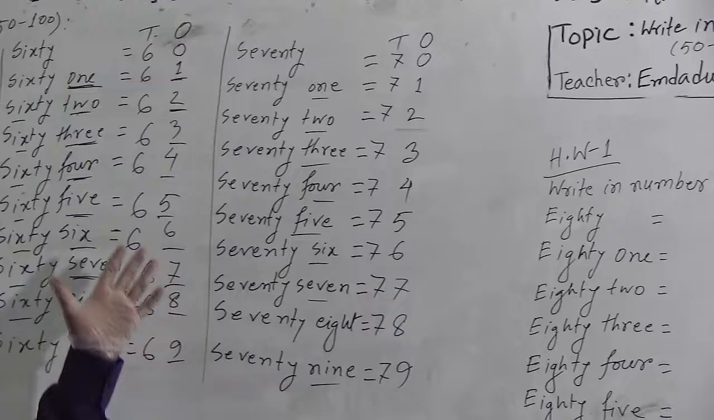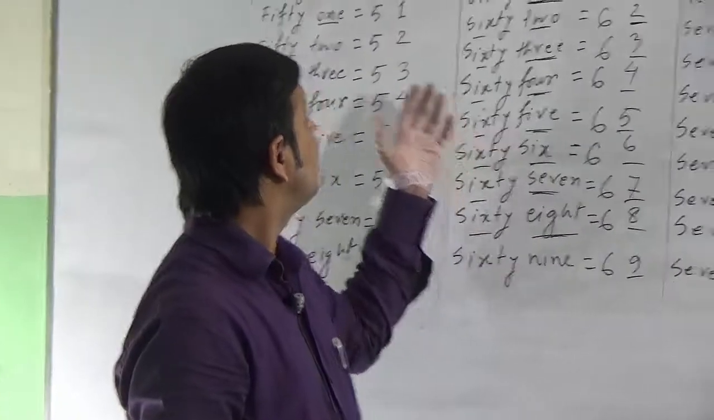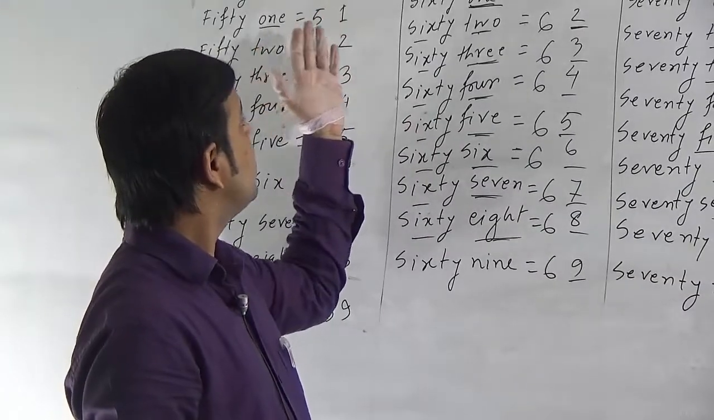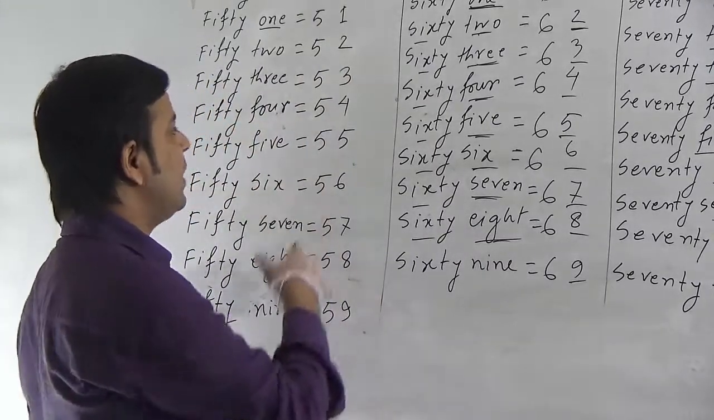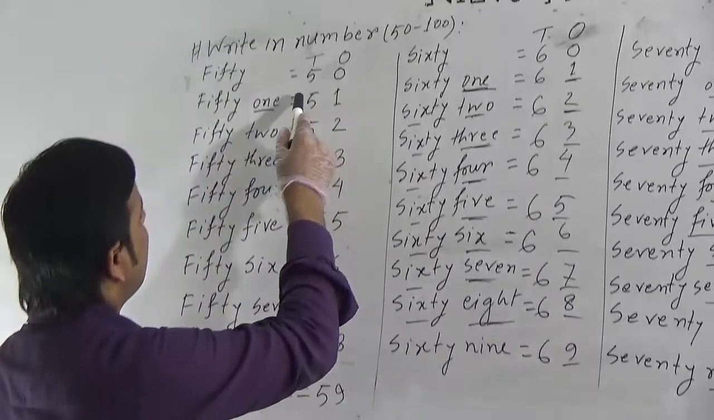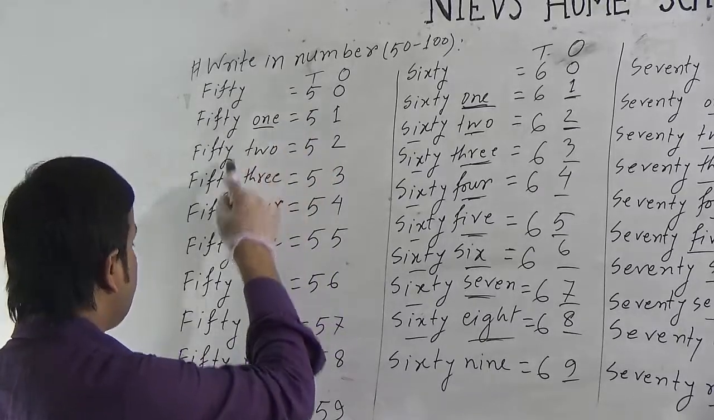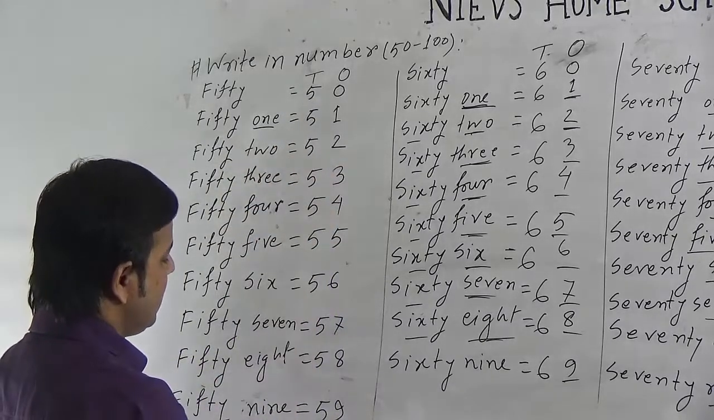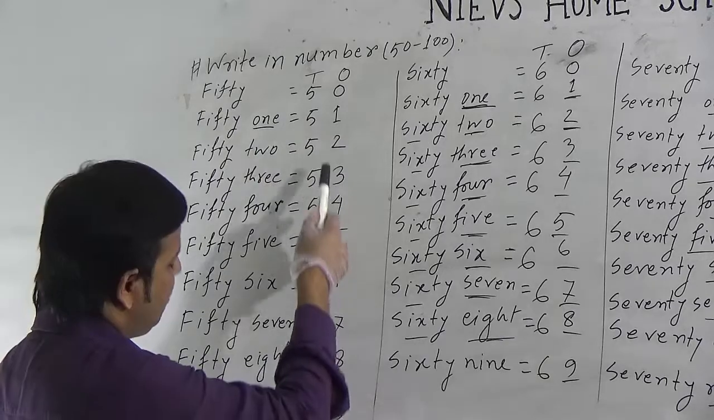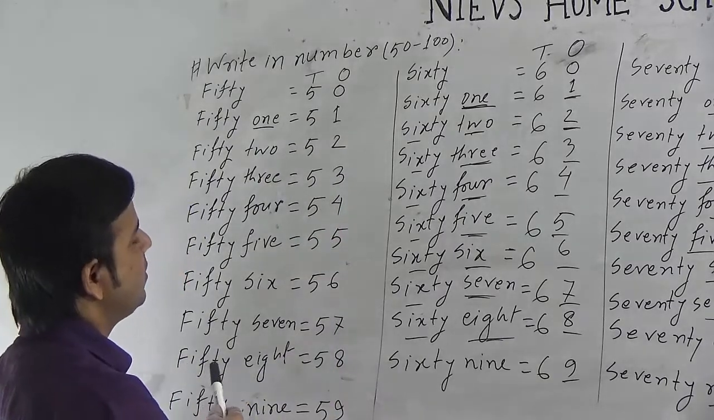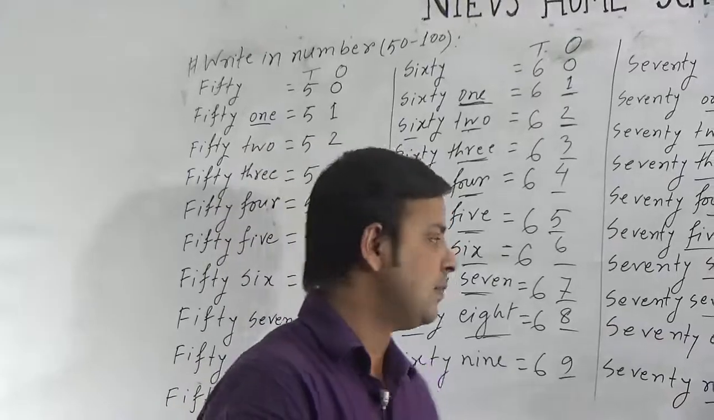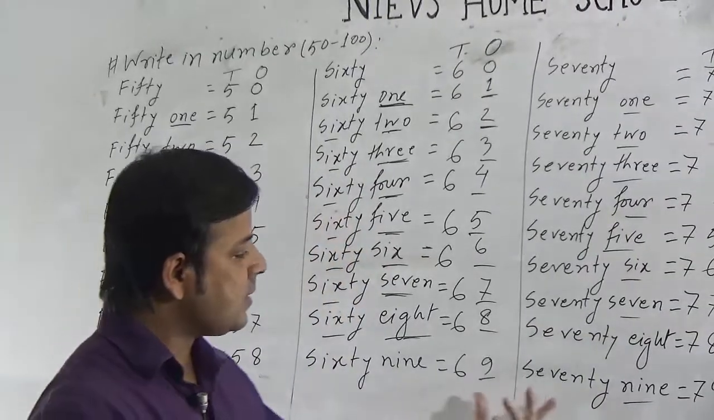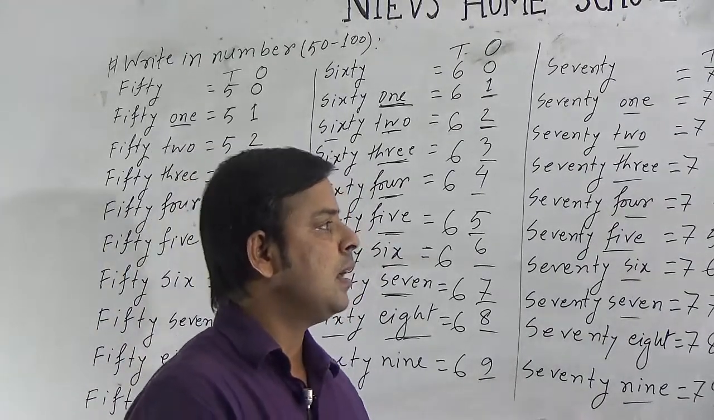Dear students, you can write some numbers using digits in this way, applying the technique. When you write 50 to 59, just change the ones position, tens position will remain same. In every case you can use the technique.